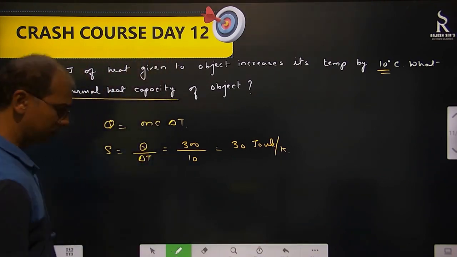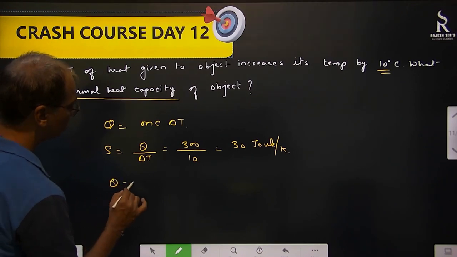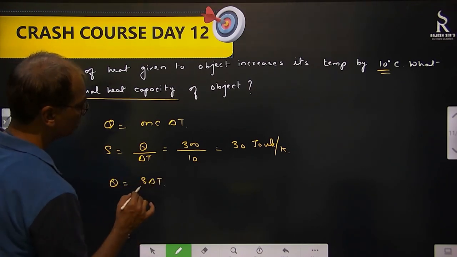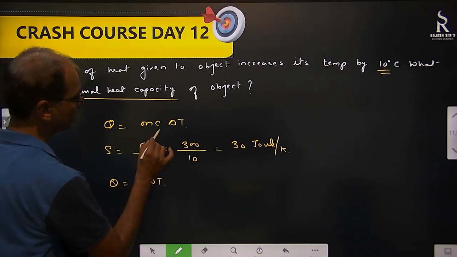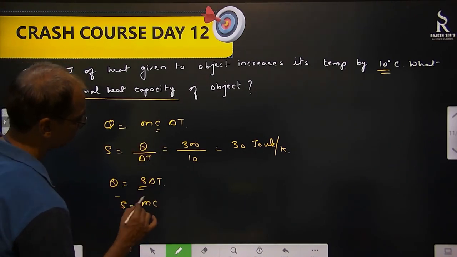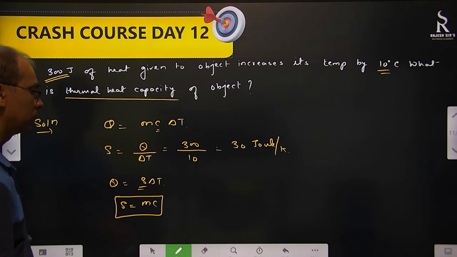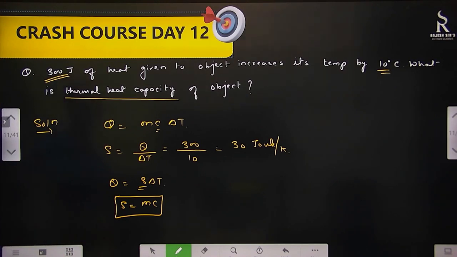That's the answer. Simple. So you can see that in this case we have used Q equal to S delta T. Now this S and this C, what is the relation? This S is actually M into C. Thermal heat capacity is equal to mass of the object into specific heat. Okay. So, if suppose in the same question I would have given mass is half kg, then find out what is the specific heat. That also we could have done. Okay. All right. Next, move ahead.